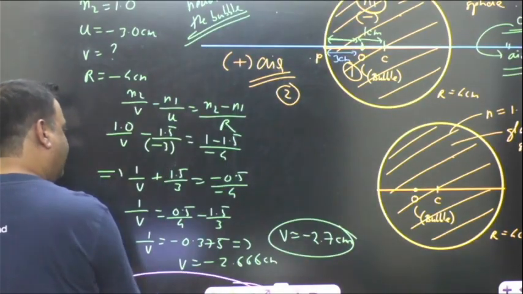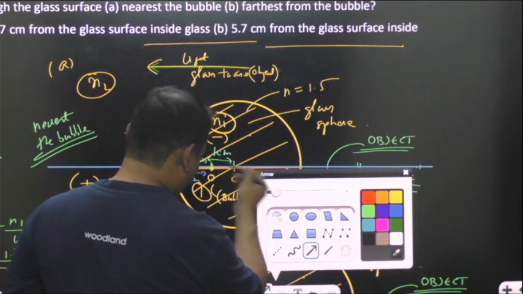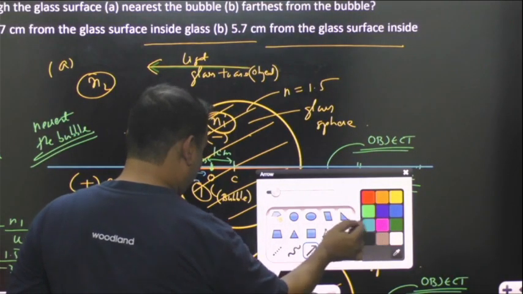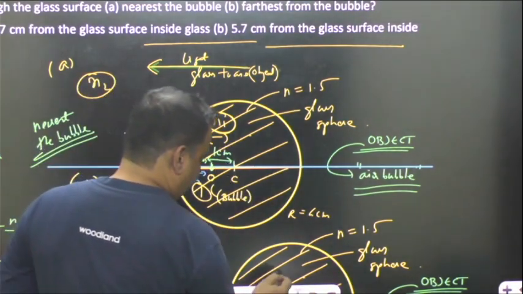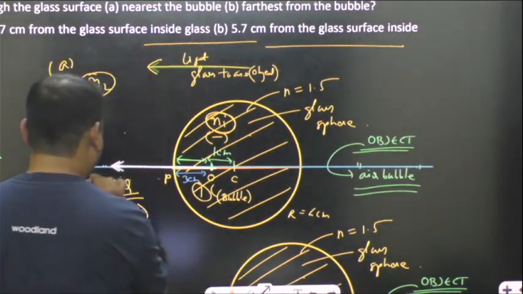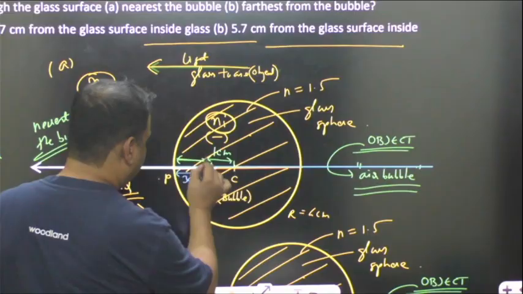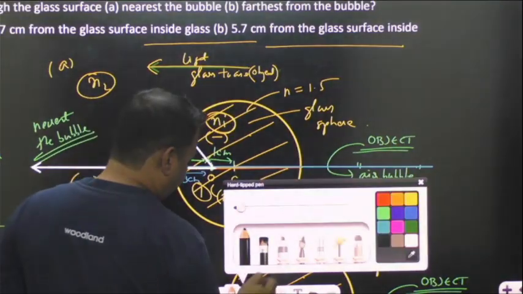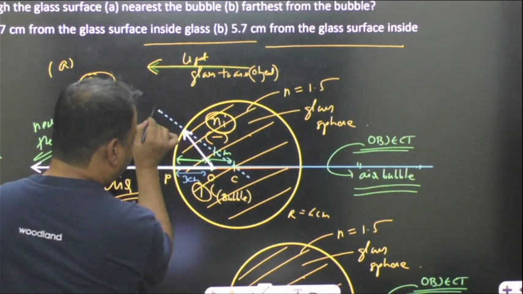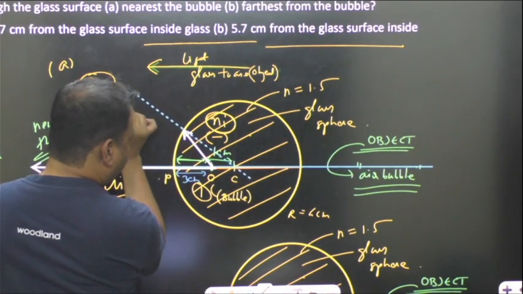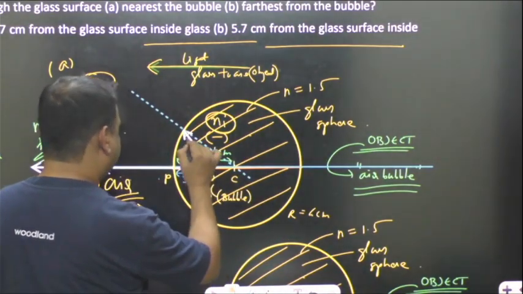Again, if you want to make the figure, make one ray originating from the object, going along the principal axis. It will go undeviated, isn't it? Make another ray like this. Now make a normal. For making a normal, make a line passing through the center of curvature like this. So this is the first ray before refraction, and after refraction, this is the second ray.